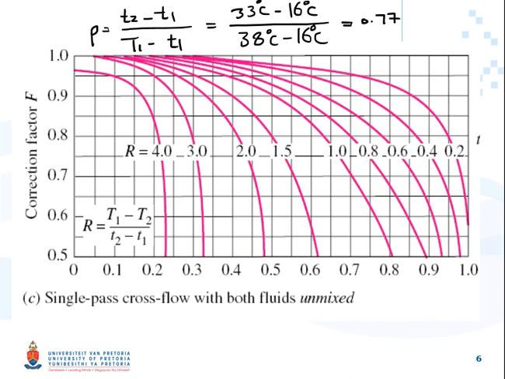We also need to find R. So R is equal to basically the inlet temperature of hot fluid minus outlet temperature of hot fluid divided by outlet temperature of cold fluid minus the inlet temperature of cold fluid. So we just put the numbers because we have all those temperatures. So 38 degrees minus 29 degrees divided by 33 degrees minus 16 degrees, which gives us 0.53.